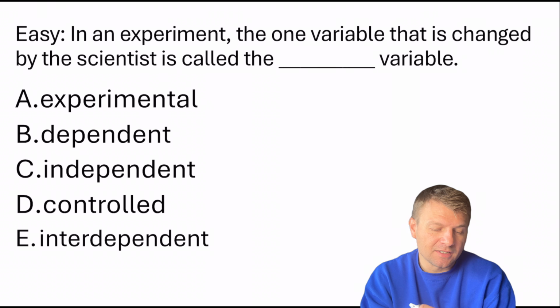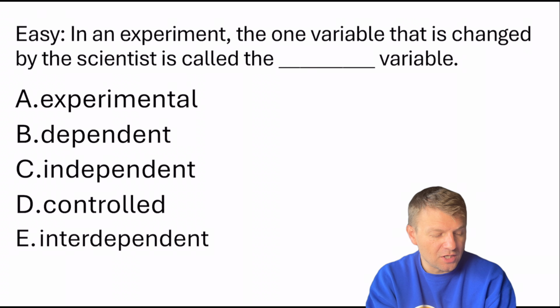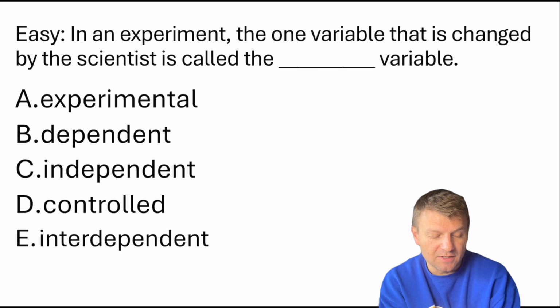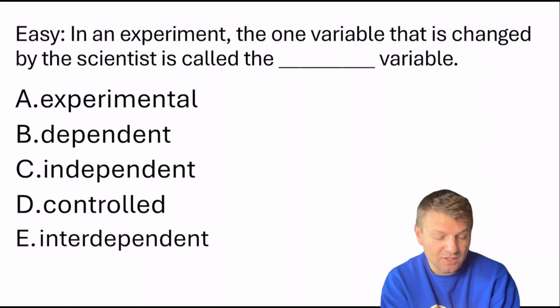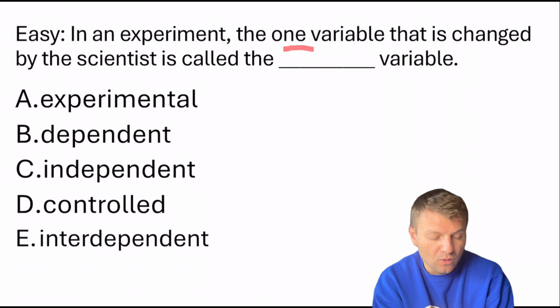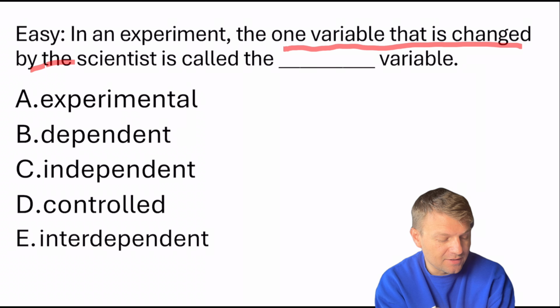Here's the easy one. In an experiment, the one variable that is changed by the scientist is called the blank variable. The reason why this question is somewhat easy is it's basically asking for a definition. It's saying, here's the definition, what's the vocab word? So what is the one variable that is changed by the scientist?